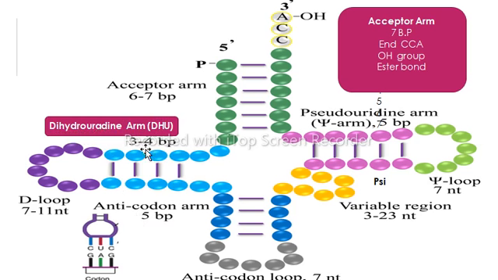It serves as the recognition site for the enzyme called aminoacyl transfer RNA synthetase. Another feature of transfer RNA is the pseudouridine arm, which is opposite to the DHU arm and is about 5 base pairs long. It has a role in binding of transfer RNA to the ribosome. It is generally denoted by the Greek letter psi.